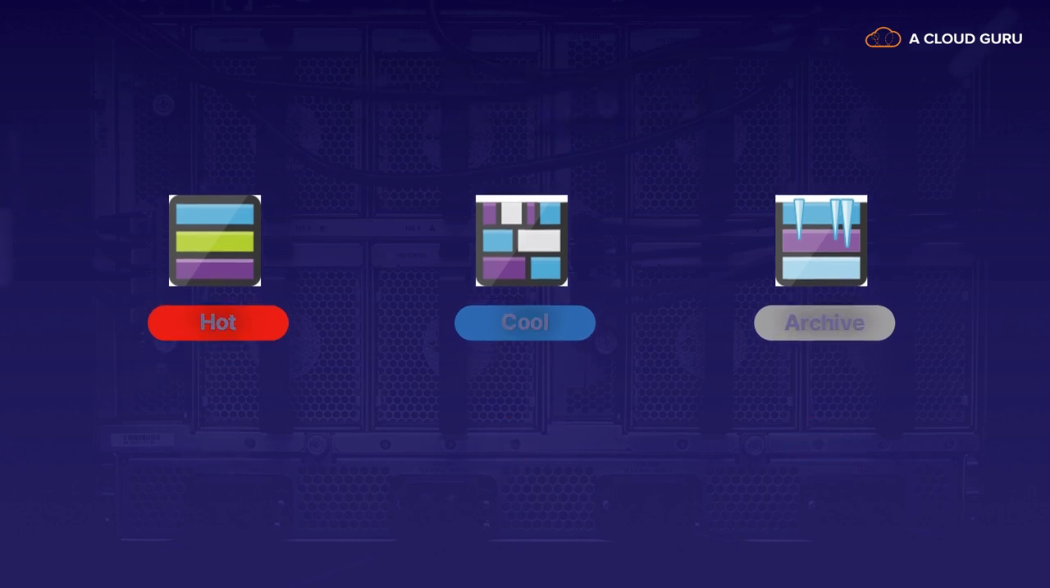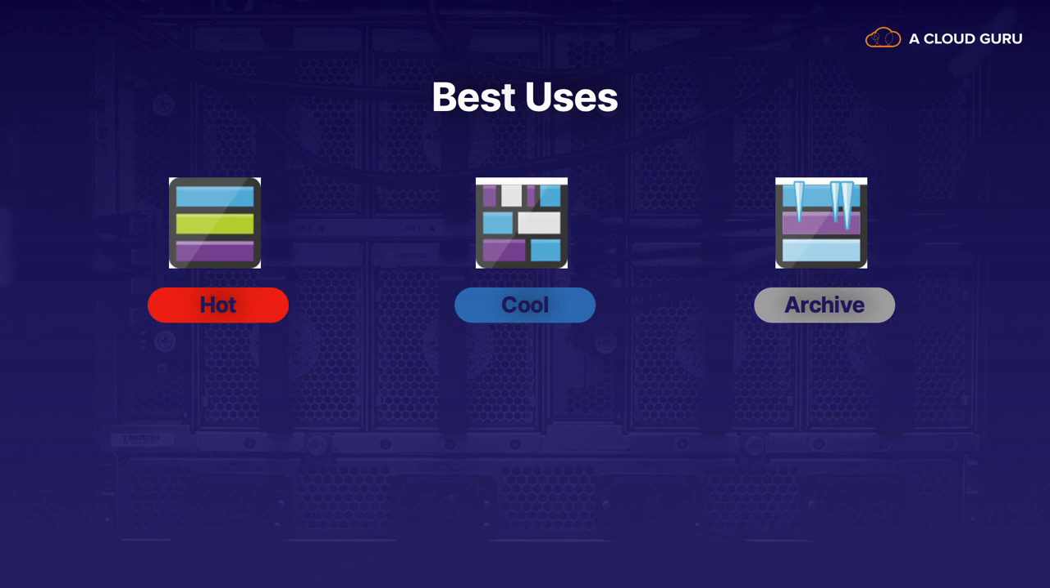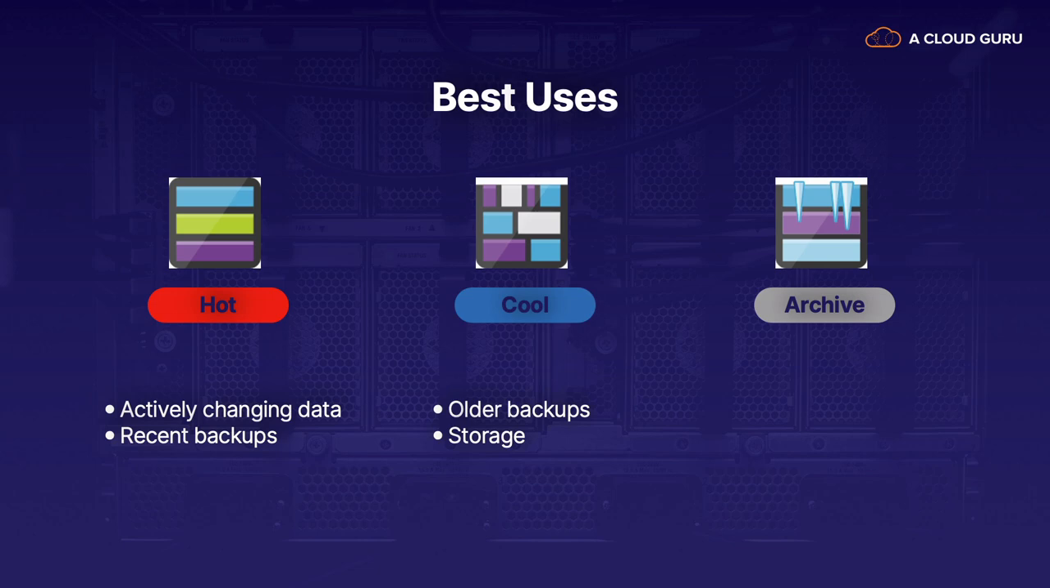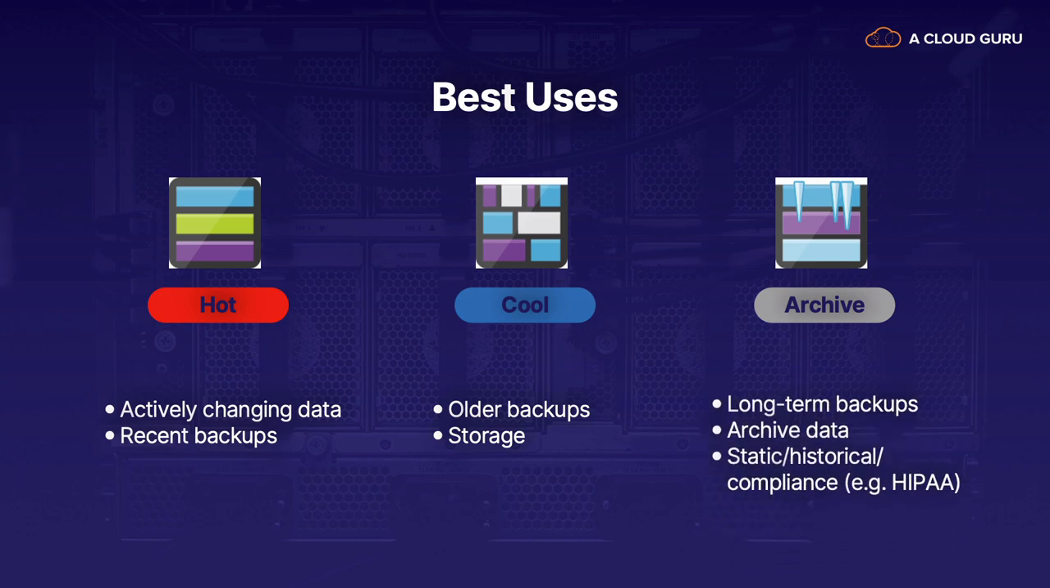Based off of each of the different ideas of hot, cool, and archive tier storage, what are the best uses? For hot, we have actively changing data and recent backups, less than 30 days. For cool storage, we have a little bit older backups, I would say between 30 and 90 days, and then regular type storage, like file share storage. Finally, archive is going to be used for long-term backups, at least 90 days. It's also going to be used for archive data and static or historical or compliance data, like HIPAA-related data.